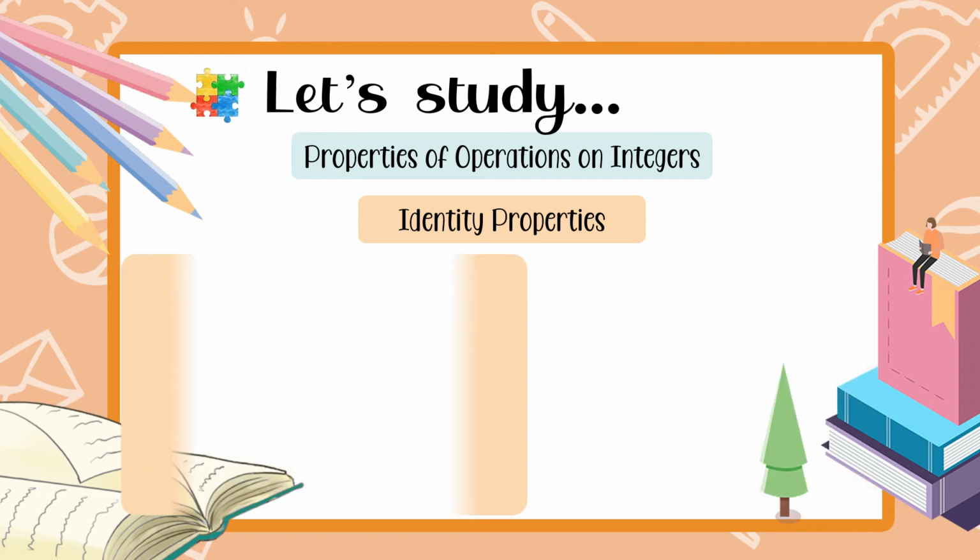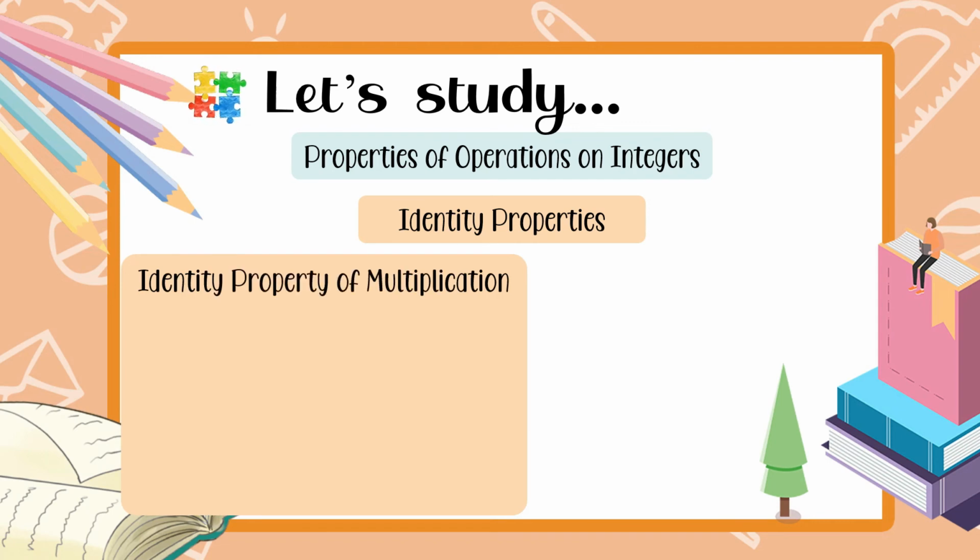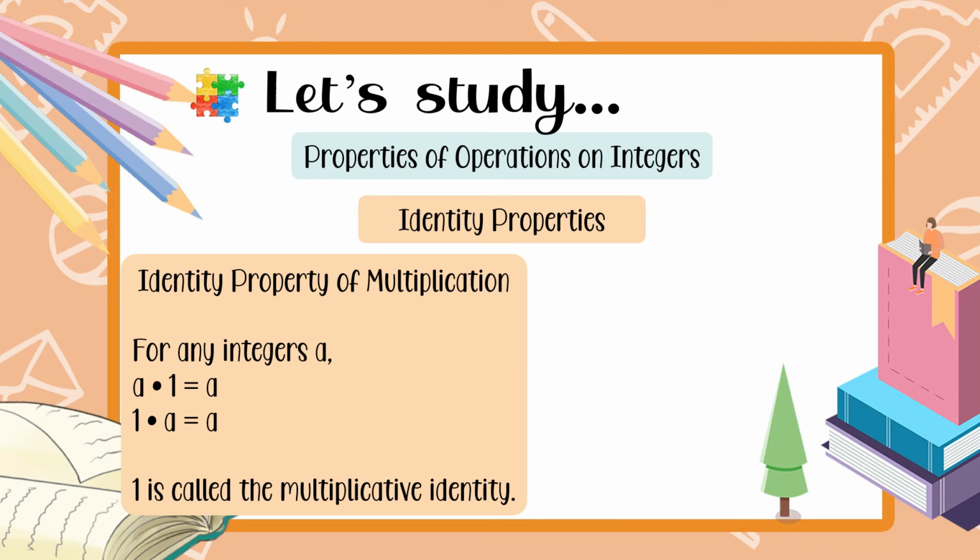The next one, we have identity property of multiplication. So, for any integers a, a times 1 is equal to a. 1 times a is also equal to a. 1 is called the multiplicative identity.